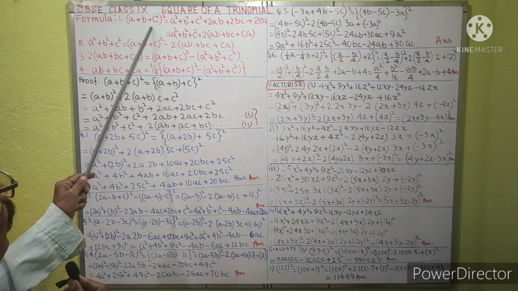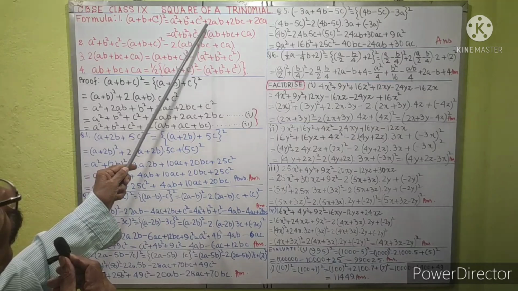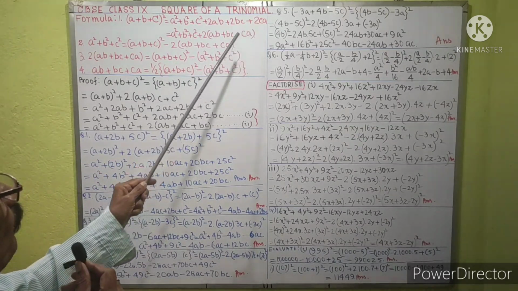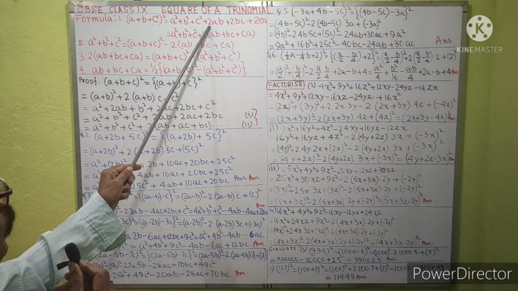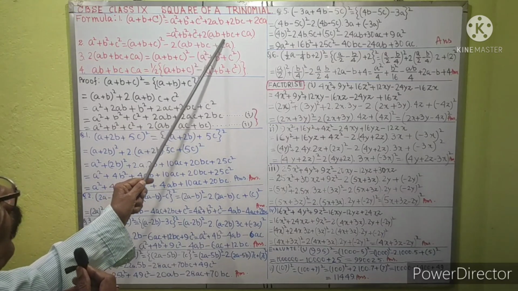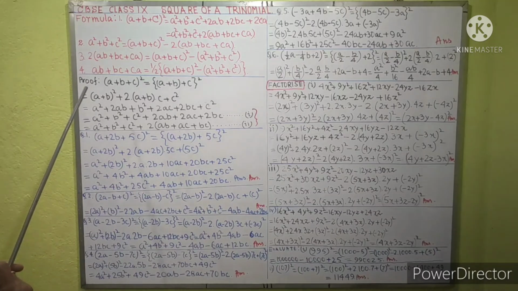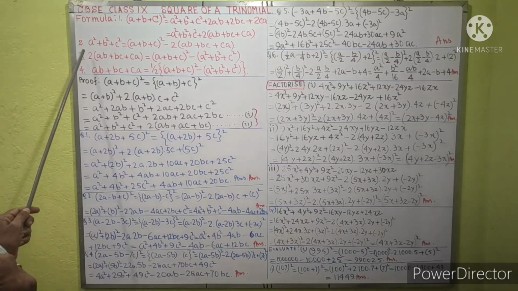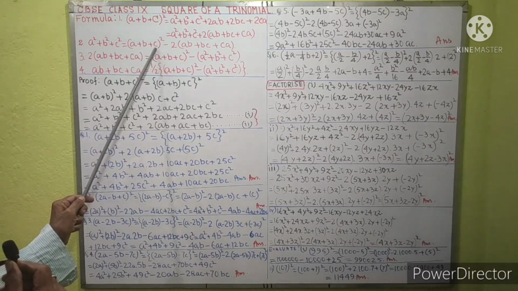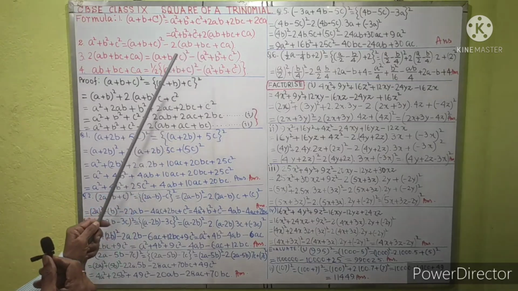(A + B + C) whole square equals A square plus B square plus C square plus 2AB plus 2BC plus 2CA. Taking 2 common, it is A square plus B square plus C square plus 2 into (AB plus BC plus CA). From this formula we will get 3 more formulas. That is, A square plus B square plus C square equals (A + B + C) whole square minus 2 into (AB plus BC plus CA).